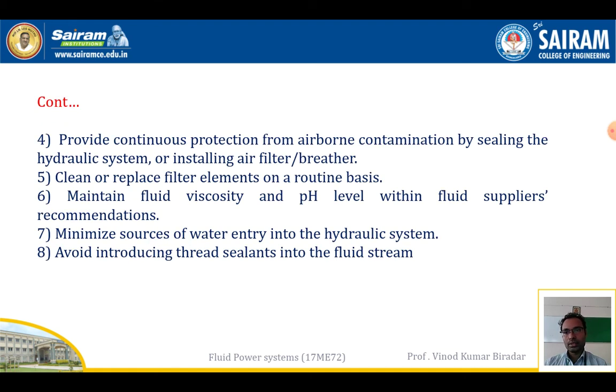Next, a few more prevention methods for controlling contamination. Fourth is to provide continuous protection from airborne contamination by sealing the hydraulic system or installing an air filter breather. We install the filters properly, and clean or replace filter elements on a routine basis. Every day we clean or replace any part of the hydraulic power system. Fifth, don't use old components to run the hydraulic power system. Sixth is to maintain the fluid viscosity and pH level within the fluid supplier's recommendation. These are also very important.